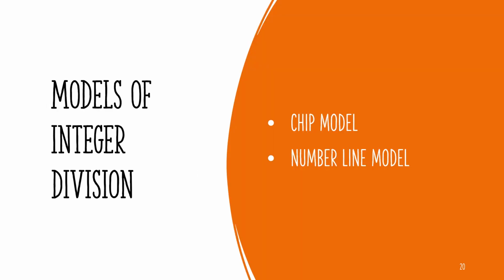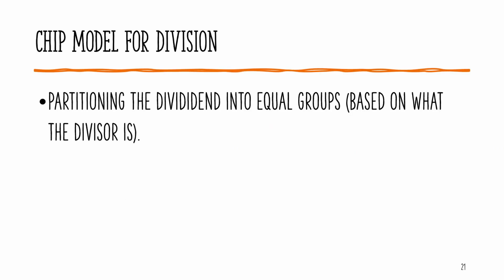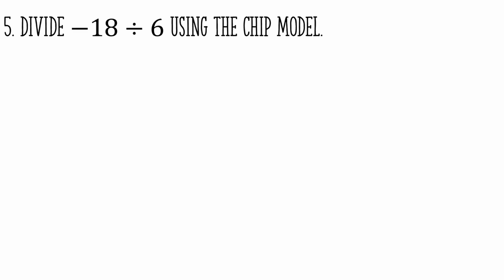All right, so we have 2 models we're going to look at for integer division. The first model is the chip model. The chip model for division relies on partitioning your dividend into equal groups based on what your divisor is. All right, so we're going to divide negative 18 by 6 using the chip model.